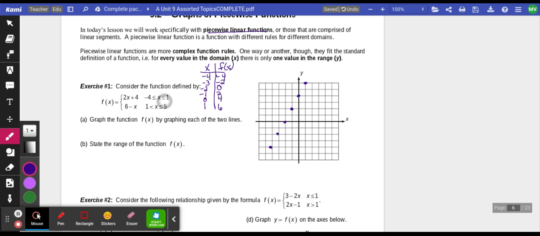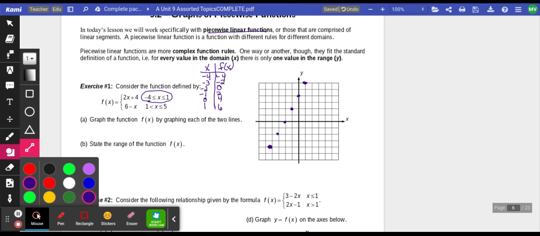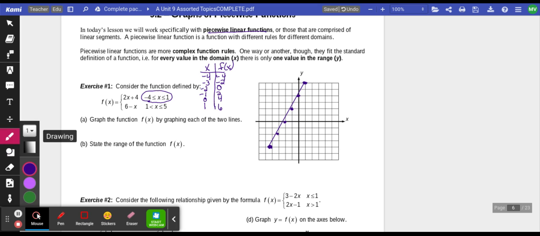Now I need to focus on the fact that I'm making an inequality rule. So these are both included, so these are both solid circles. I make sure they're both solid circles, and then I connect just those two with a line segment. So there's the first part of my piecewise function.